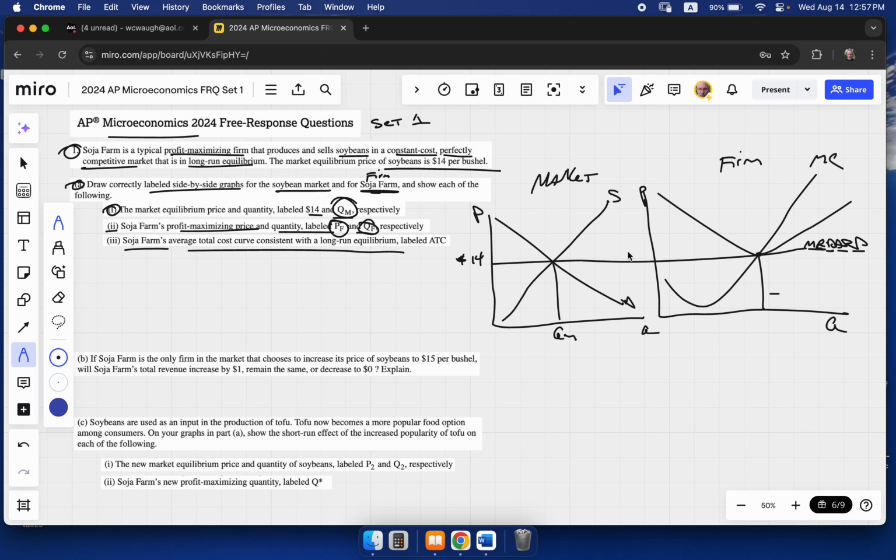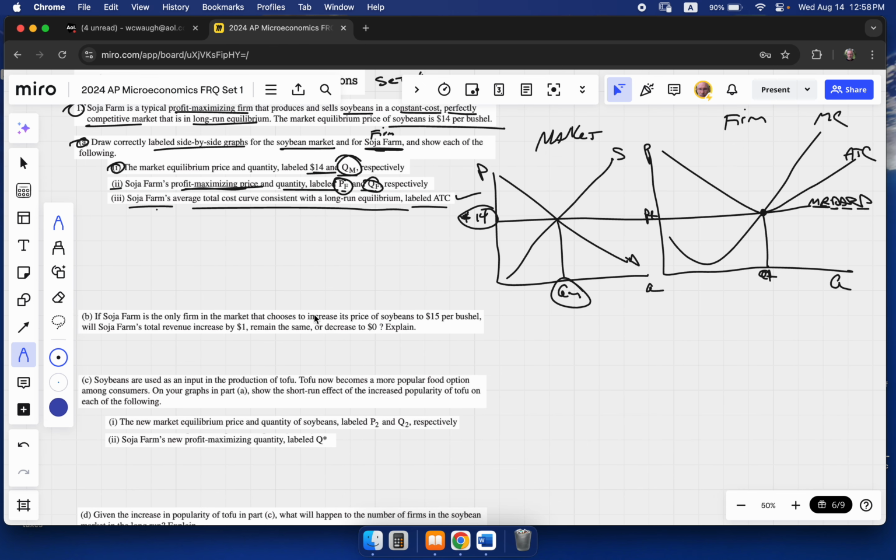QF and PF, so this is our price for the firm. This is the quantity for the firm. Now, ATC, let's label that. Label. So done. I like it. With long run equilibrium, again, long run equilibrium implies that the ATC is at its lowest point right there at that profit max point. We've got PF, we've got QF. That is the profit. We've got $14 and we've got QM all labeled. Tick, tick, tick. We're all good.